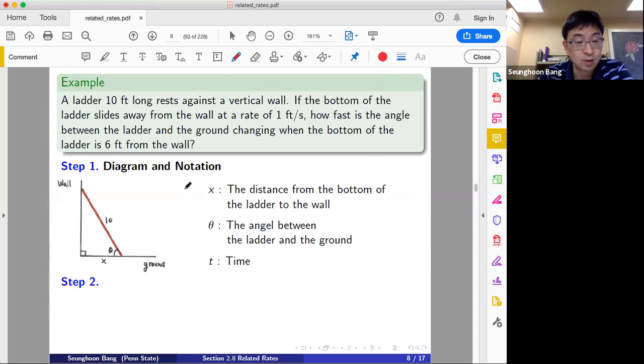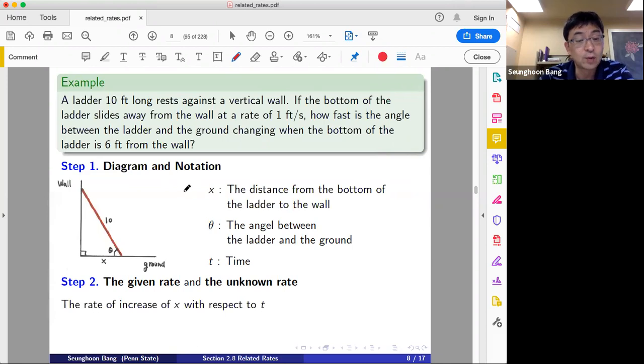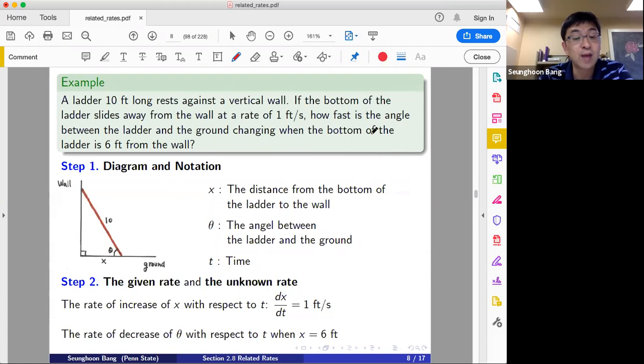Step 2: the given rate and the unknown rate. The given rate is the rate of increase of x with respect to time t. dx/dt is 1 foot per second, the same as the previous example. The unknown rate is the rate of change of the angle with respect to t when x equals 6 feet, that is, d theta/dt at x equals 6.